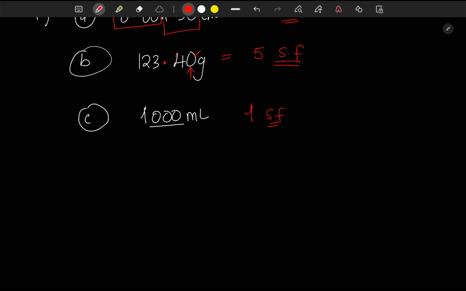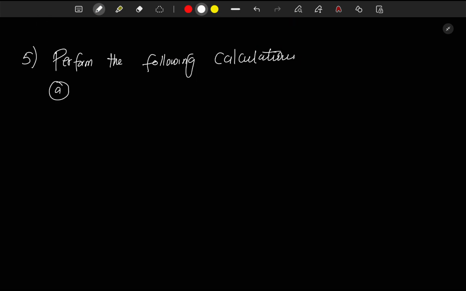Okay. So perform the following calculations. All right. So number one is 12.34 centimeters plus 5.6 centimeters. Seems simple, right? But let's add. When you add together, we add the numbers the same way. So this will give us 17.94. Is this correct?